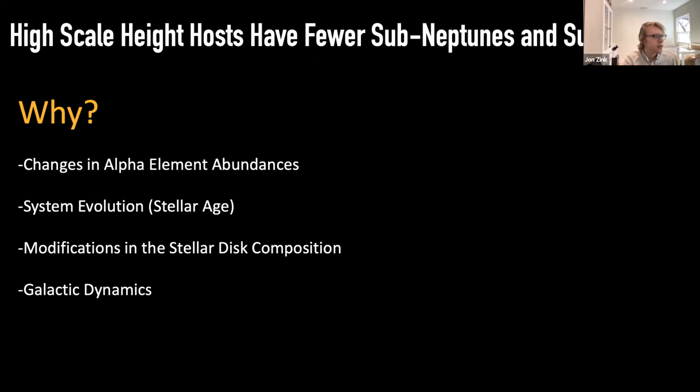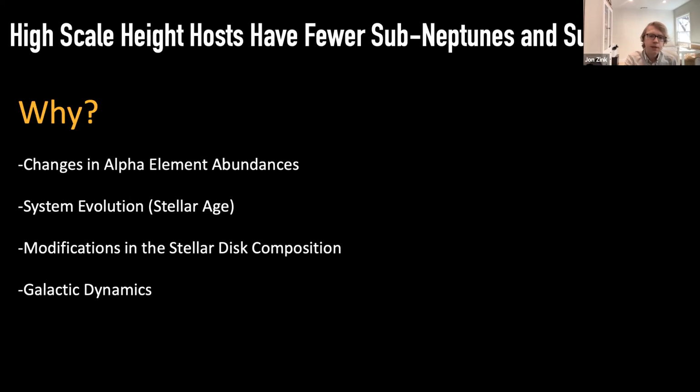So it's not totally clear yet. We still need to dig more into this. So maybe there's some changes in alpha element abundances affecting planet occurrence in these regions of the galaxy. Maybe what we're picking up is just some proxy for stellar age, right? As you move away from the midplane, you're finding older stars. Maybe that's really what we're picking up. Maybe there's some modification to the stellar disk composition. And possibly, maybe there's some galactic dynamics at play that is affecting this higher midplane population rather than the lower one.